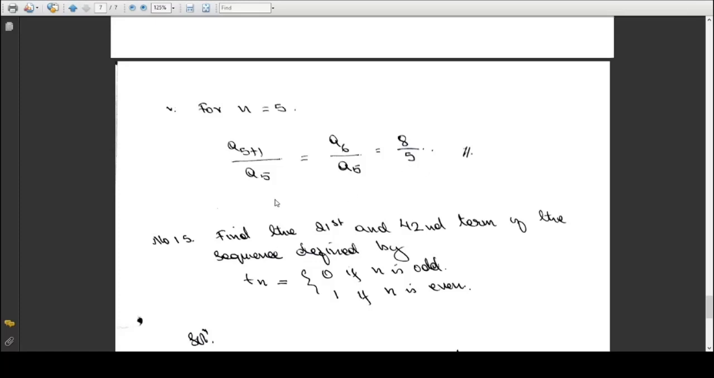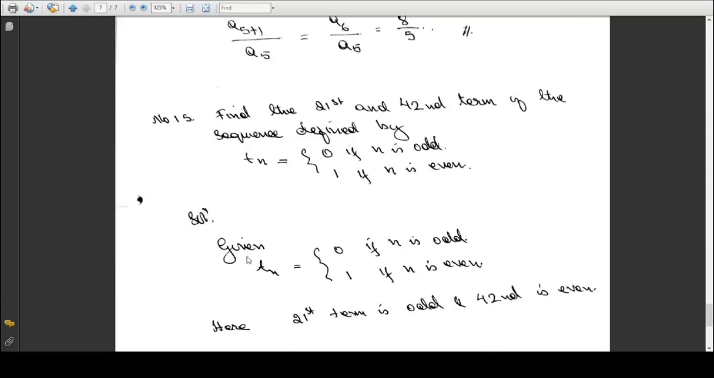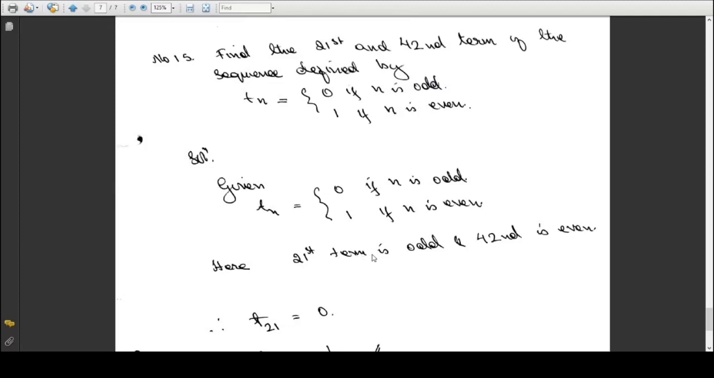Now we move to the next number, 15, which is a very simple one. Find the 21st and 42nd term of the sequence defined by Tn equal to 0 if n is odd and equal to 1 if n is even. Okay, this is the given rule. Here the 21st term is odd or even? 21 is definitely an odd number. 42 is an even number.